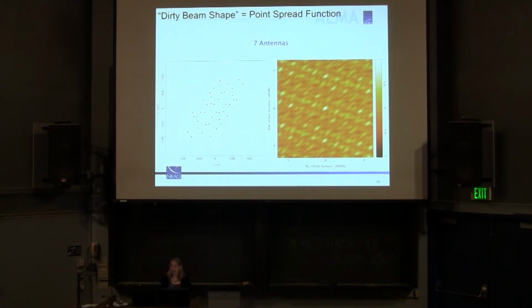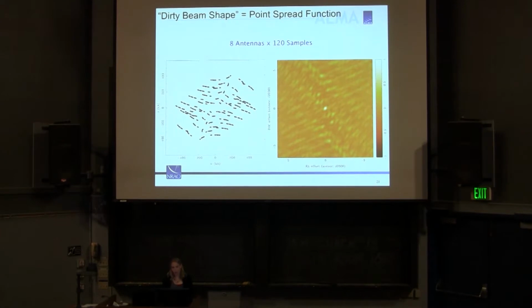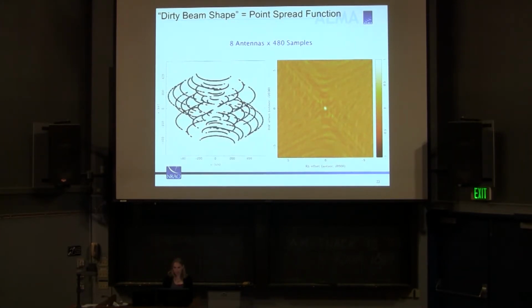All right, so continuing, we have 8 antennas. 8 antennas times 6 samples. So if we take several different pointings from each antenna, 30 samples times 8, 60 samples times 8, 120 times 8, 240 times 8, and 480 times 8.